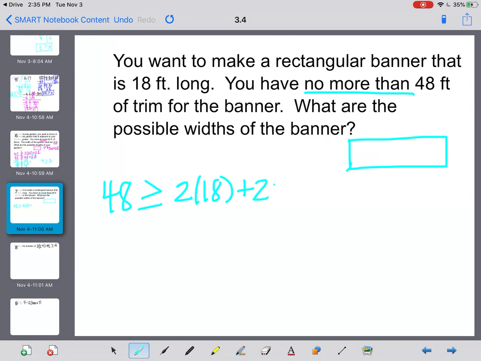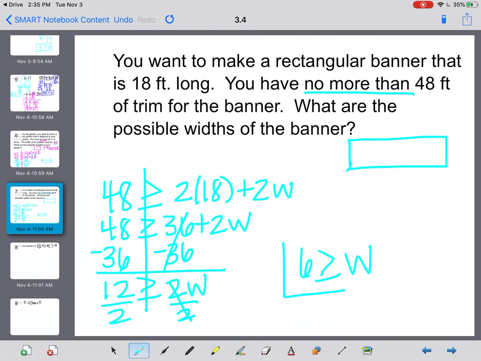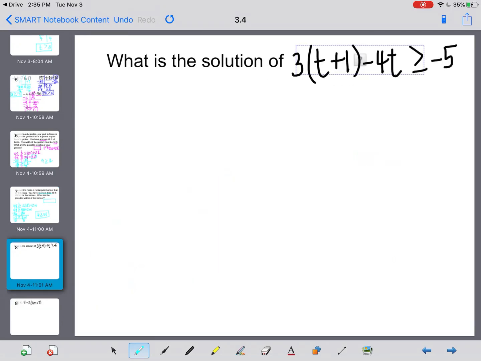It has to be 18 feet long, so 2 times 18 plus 2 times W. Okay, well 2 times 18 is 36. I'm going to get rid of that 36 because I won't have that left to use. That leaves me with 12 feet for the two widths. When I divide by 2, that tells me that my width has to be less than or equal to 6.